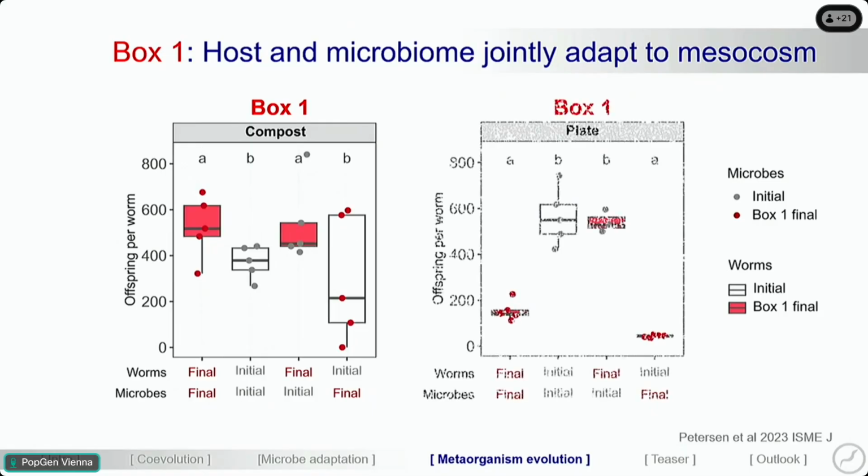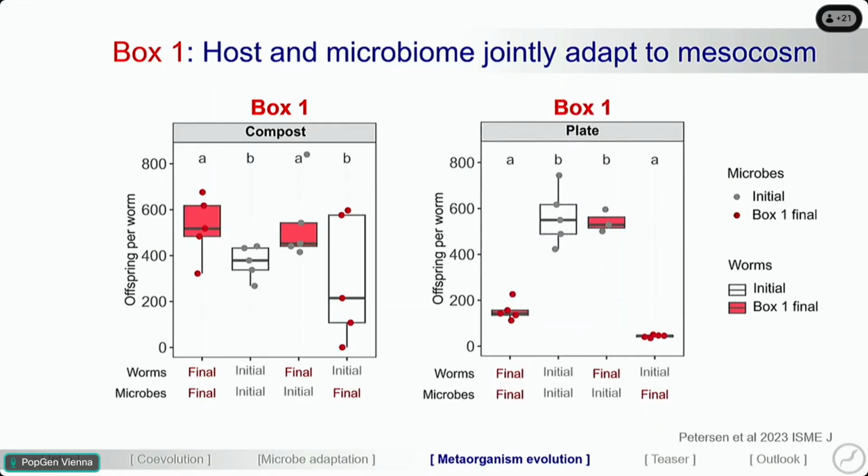What made this then even more interesting is when we then moved this setup, the full factorial combination of all of these different samples to Petri dishes with agar, sort of the normal conditions under which we maintain C.